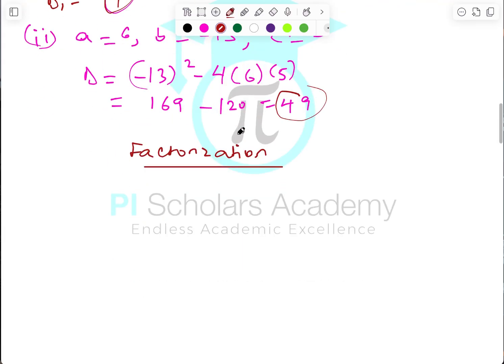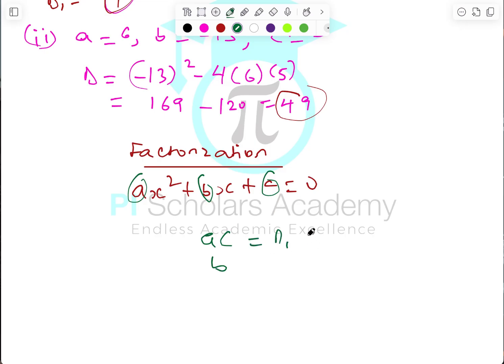So now, let's go to how do we factorize? You remember that we have generally ax squared plus bx plus c equals 0. So if this is the general thing, the first thing we need to do is that we multiply the terms a and c. So ac, and then we isolate the term b in the middle. So we have b here. So we look for two numbers. So let's say that number is n1 and n2. n1 multiplied by n2. Those two numbers must multiply to give us ac. And when we add those two numbers, they must add up to give us b.